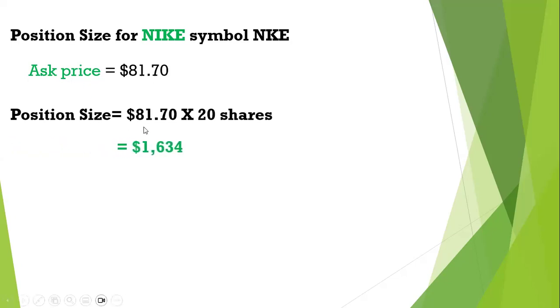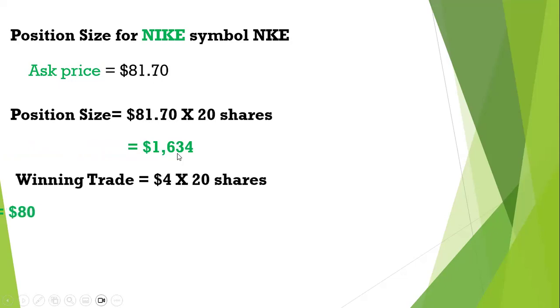So position size will be 81.7 times 20 shares. This is the amount that you are going to spend. This is the price per share that you're buying, and then you're buying 20 shares. So you will spend $1,634 of your account capital, the $2,000 that you had.